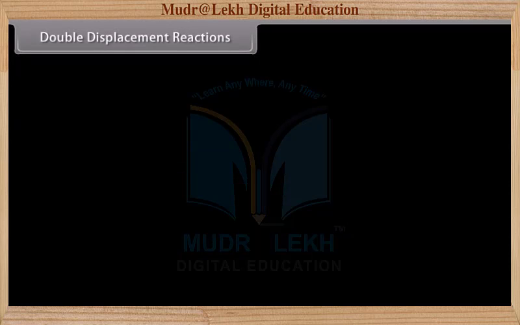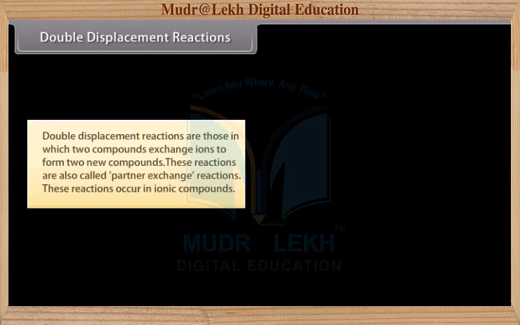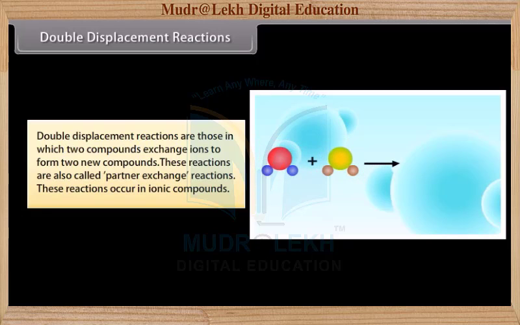Double displacement reactions. Double displacement reactions are those in which two compounds exchange ions to form two new compounds. These reactions are also called partner exchange reactions. These reactions occur in ionic compounds.